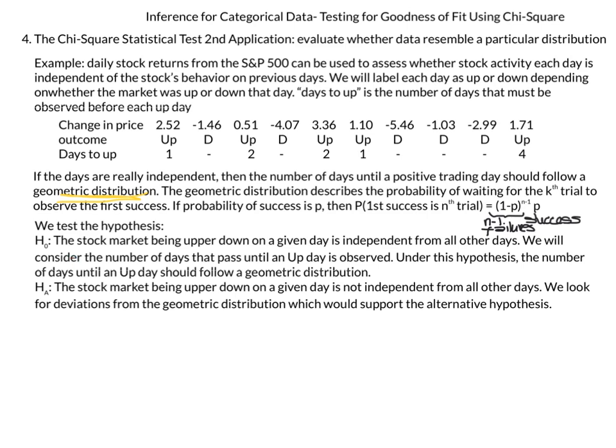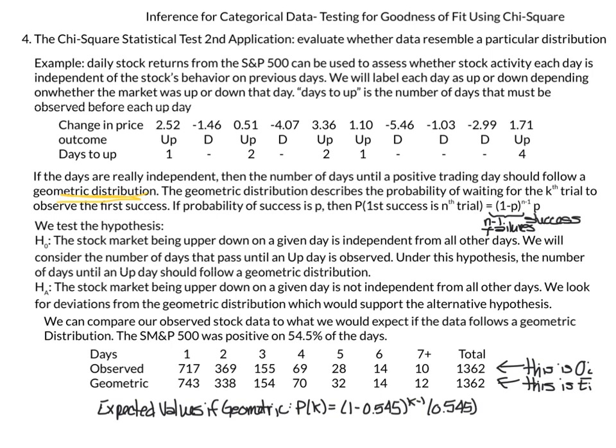And we will consider the number of days that passes until an up day is observed. Under this hypothesis, the number of days until an up day should follow a geometric distribution. The alternative hypothesis is that the stock market being up or down on a given day is not independent from the other days, and if we look for deviations from the geometric distribution, that would support the alternative hypothesis. So now we can introduce some real data so we can compare our observed stock data to what we would expect if the data follows a geometric distribution.